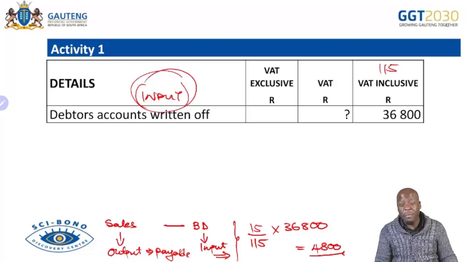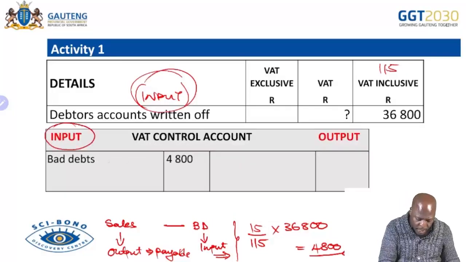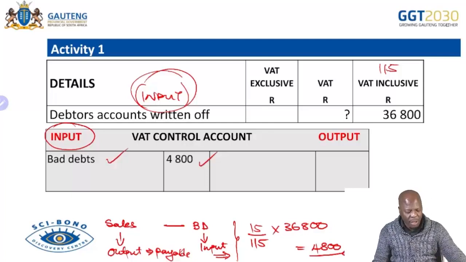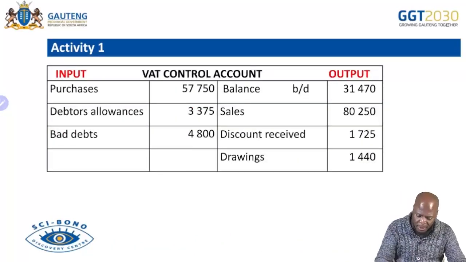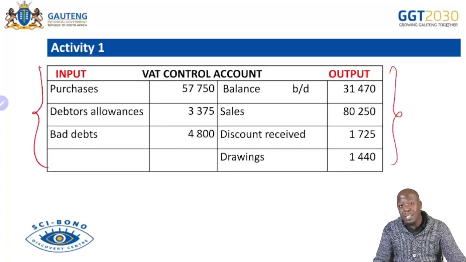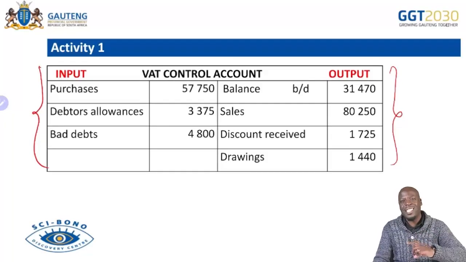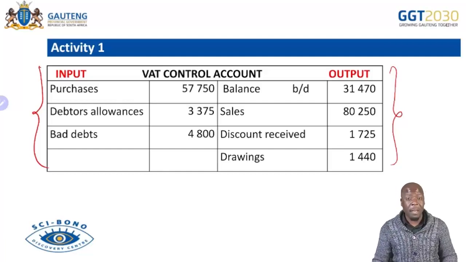Let's see it when it is neatly shown. There it is. On my input, I have my bad debts, 4,800. Now, I want you to have your calculator close to you. We're about to add some figures. So this is my VAT control account now. I have my input as well as my output. I now want to ascertain what the balance is, because in this question they're already telling us that it should be payable, but we want to know how much the payable amount is.